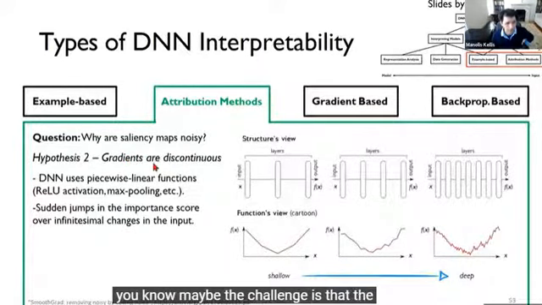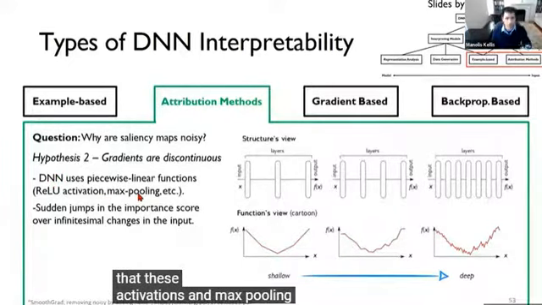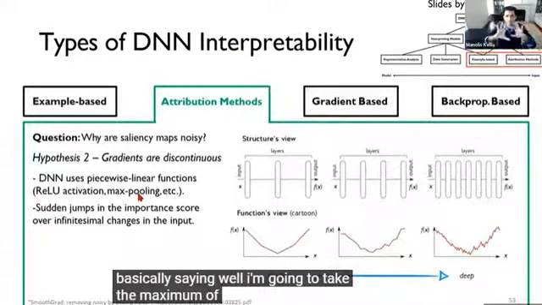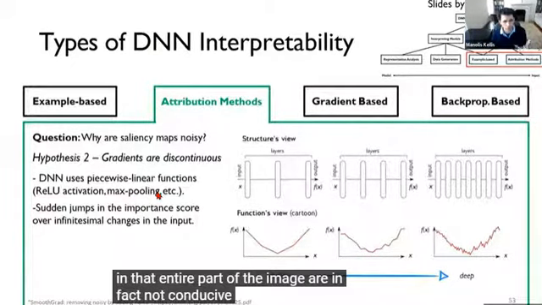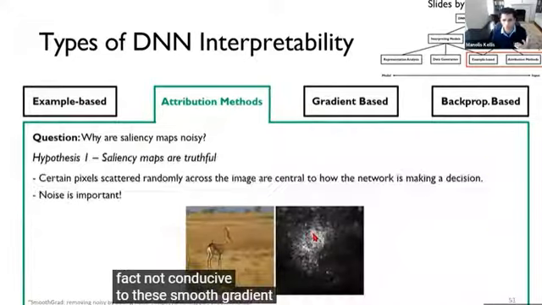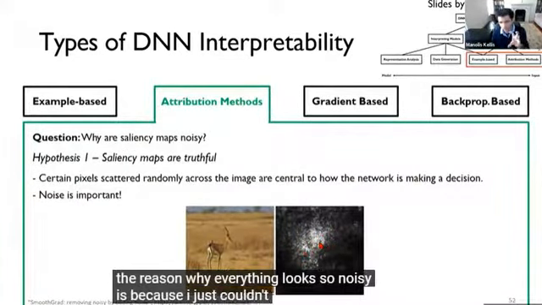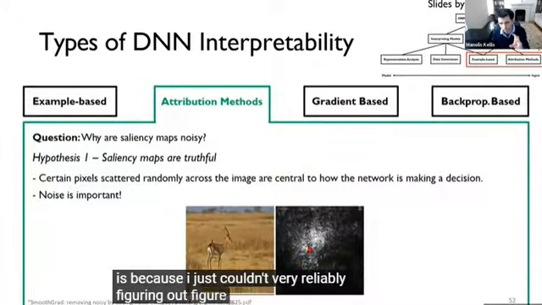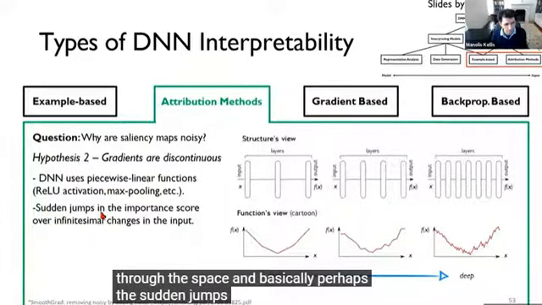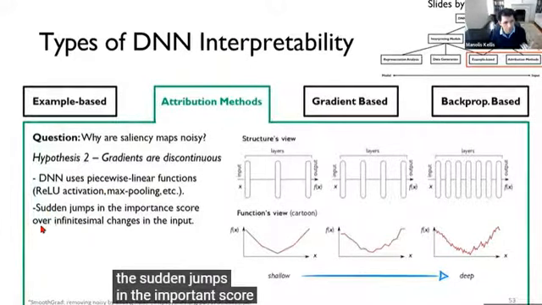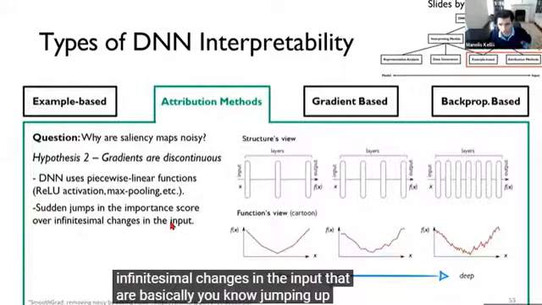So maybe the challenge is that the gradients are actually discontinuous and that these activations and max pooling, which is basically saying, well, I'm going to take the maximum of anything that activated in that entire part of the image, are in fact not conducive to this smooth gradient learning. And the reason why everything looks so noisy is because I just couldn't very reliably figure out a very clean gradient through the space. And perhaps the sudden jumps in the importance score are due to infinitesimal changes in the input that are jumping up and down.